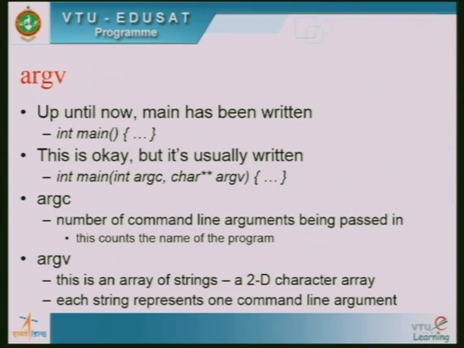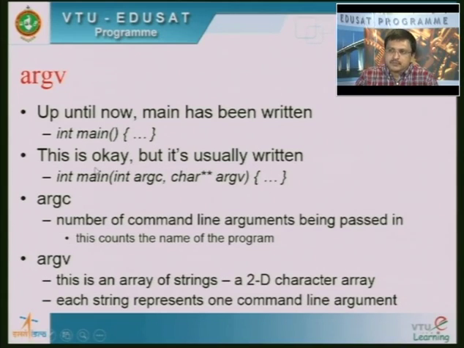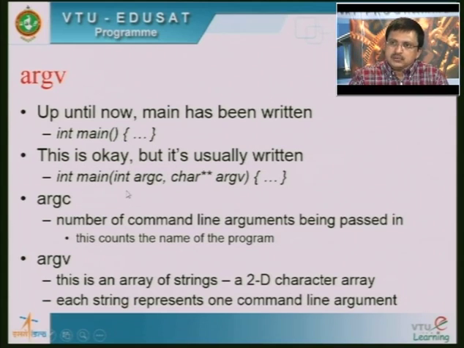As a final example, we will see what we call the arg vector, or argument vector, in C. I don't know whether you have seen this before, but it definitely makes sense for us to see here. Up until now, main has been written as int main() without any arguments, and there was nothing written between these 2 parentheses. This is okay, but it's usually written as int main(int argc, char **argv). So what are this argc and argv? This argc is basically the number of command line arguments being passed in. This counts the name of the program. We will see what exactly this means.